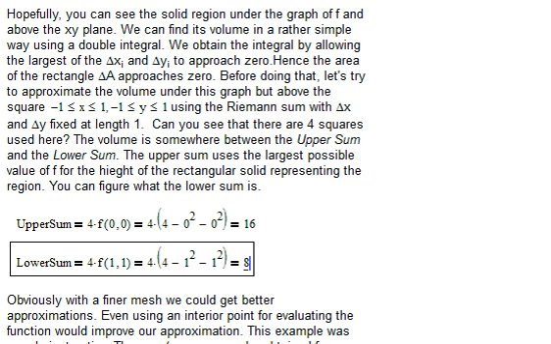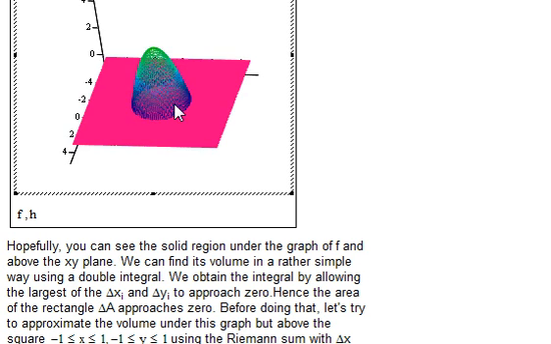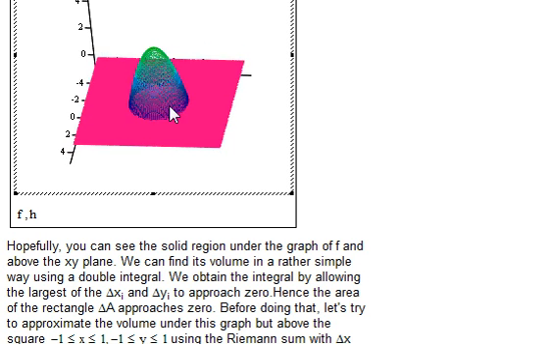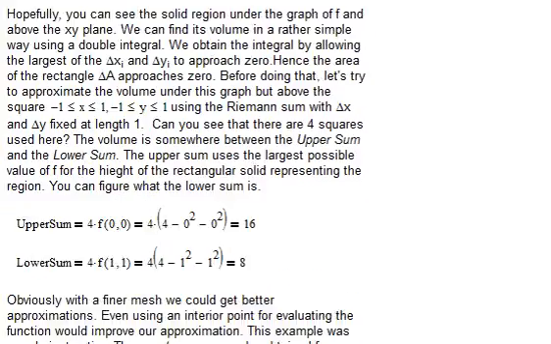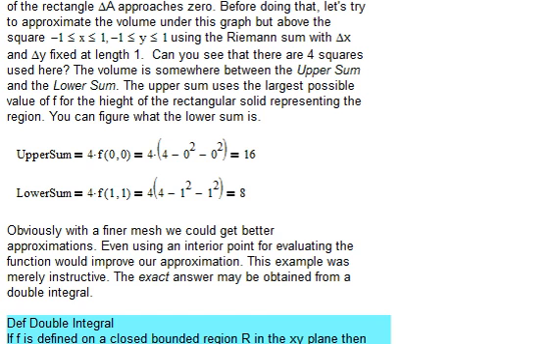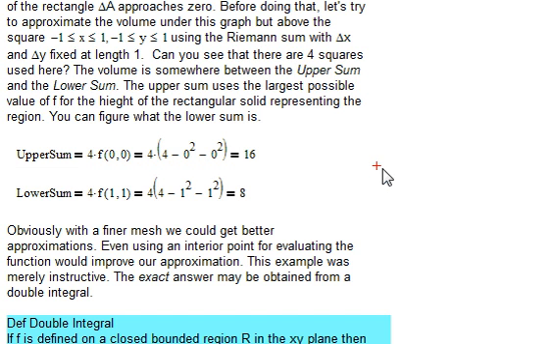Now keep in mind, that is not this region here between the plane and our function. That's the region over a square, and you'll see a picture of it here in a little bit. So with a finer mesh, we could get a better approximation. All we know about this one is that it's somewhere between 8 and 16. That's not real accurate. So if we had a finer mesh, we could do better.